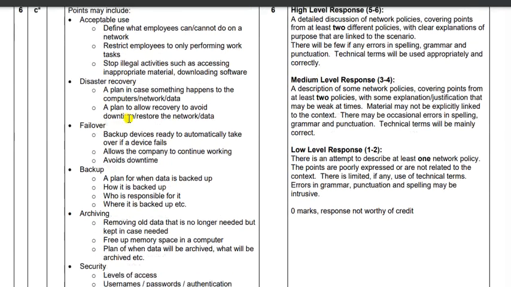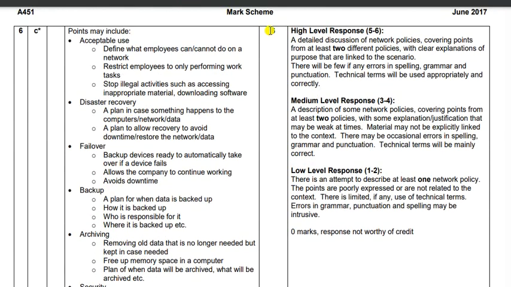So as we can see here, this question is for 6 marks and you will get 5 to 6 marks in case you are able to discuss two different policies and give a very strong and clear explanation of why these policies are required. There is no grammar or English mistakes and no punctuation mistakes, so you will get 5 to 6 marks. Then you will get a medium 3 to 4 marks in case you mention two policies but your explanations are weak and there is an occasional spelling, grammar or punctuation mistake. You will get 3 to 4 marks.